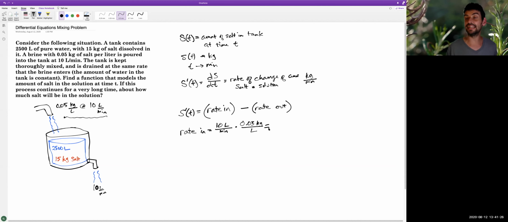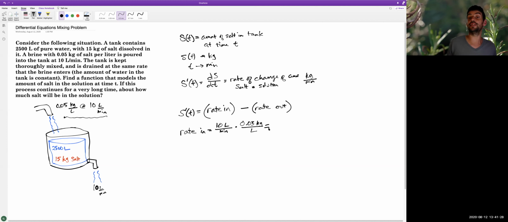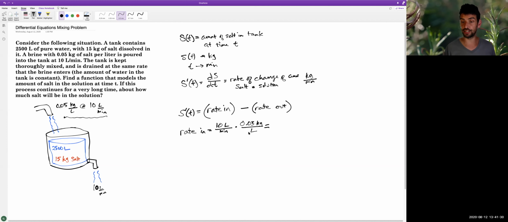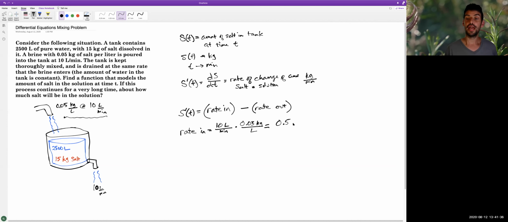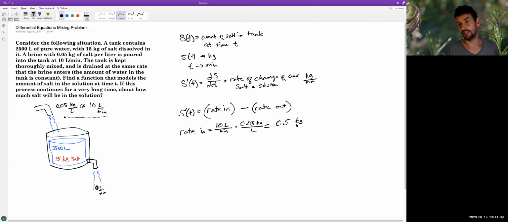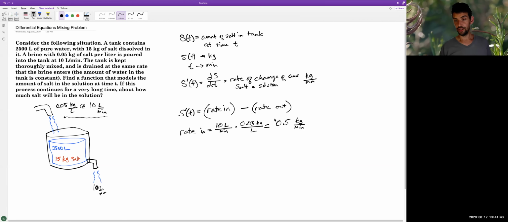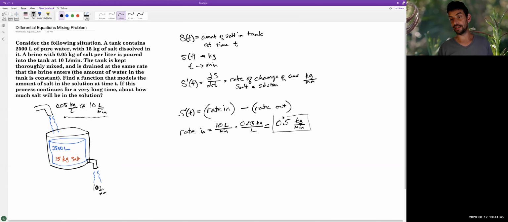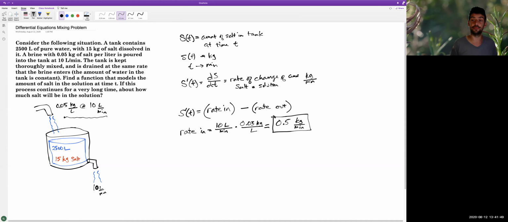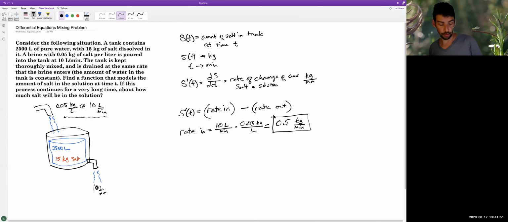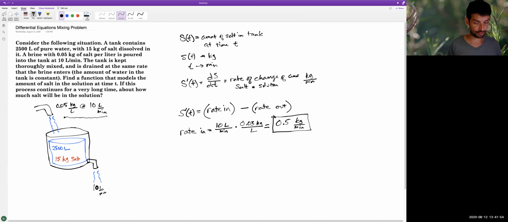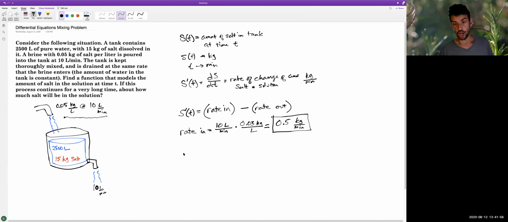That means we get 10 times that little amount in each liter every minute, right? So just looking at the units, notice the liters cancel. We get 10 times 0.5, which is 5, and my units are kilograms per minute, okay? So there we see our rate in is constant, and that makes sense. We're told it's the same concentration going in with the same flow the whole time. So of course, the same amount of salt is happening each time.